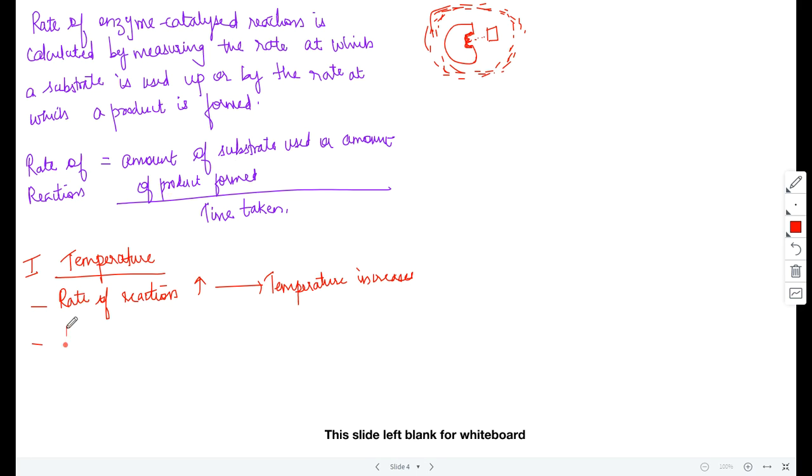Okay, this is what is here. At very high temperature, the enzyme becomes denatured. Okay, and whenever we are talking about rate of reaction, all the rates of reaction are followed by a graph. Okay, so I'll draw the graph here.